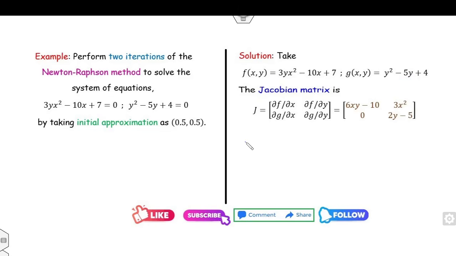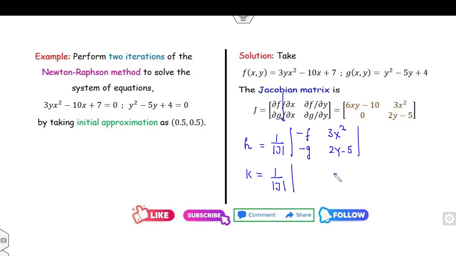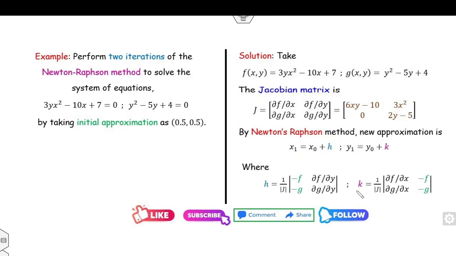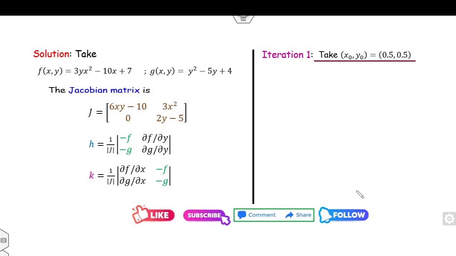Then your target is to find the values of h and k. So the value of h is 1 over the determinant of J into, I can replace the first column with minus f and minus g, and the other column is 3x square, 2y minus 5. And similarly for k, I can replace the second column with minus f and minus g.